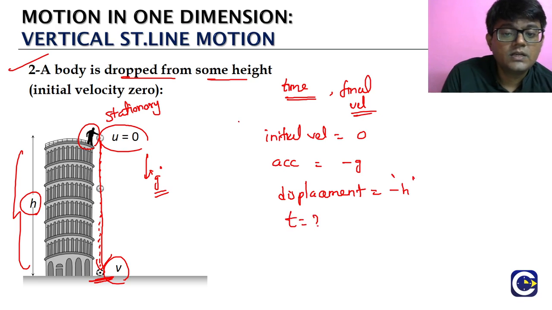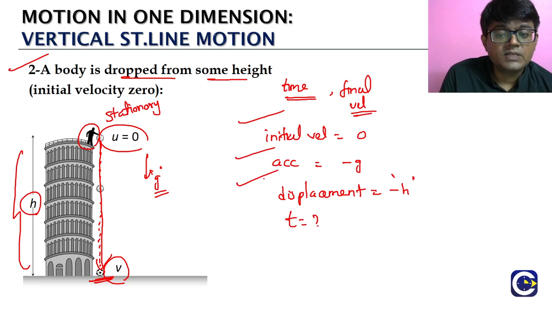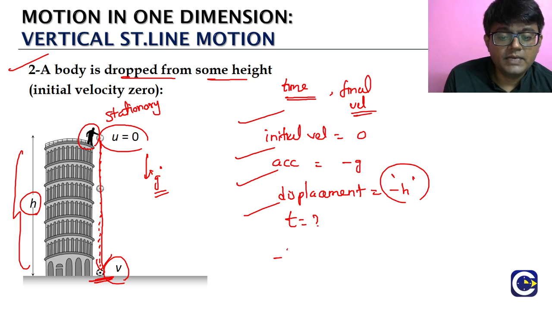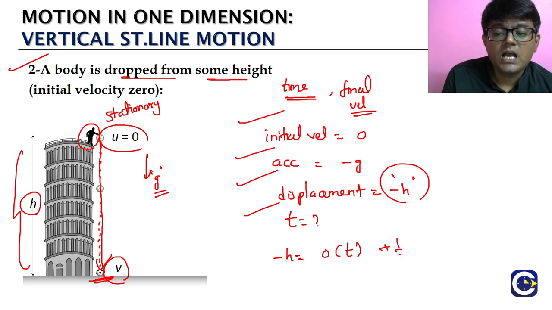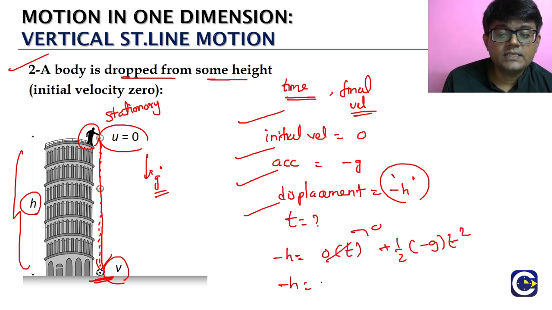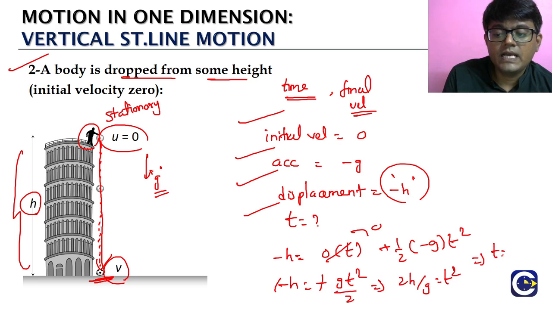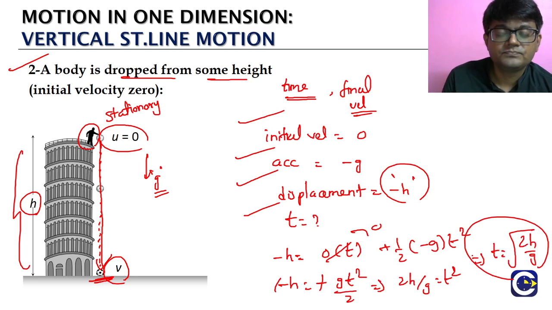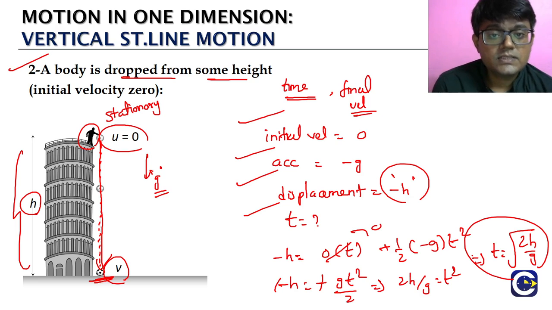Means what is the equation? Initial velocity, acceleration, displacement, time. What is the equation we have? s = ut + half at square. Means displacement minus h is equal to what? u into t. Initial velocity is 0 plus half into acceleration, which is minus g. So this is anyway 0. So minus h is equal to minus gt square by 2. Minus minus is cancelled. 2h by g is equal to t square. So from here we will have t is equal to what? Root of 2h by g. So this is the time it takes for the object to actually come down to the surface.